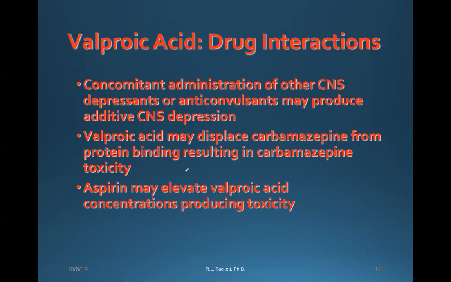We don't want people taking aspirin. That's been shown to elevate the valproic acid concentrations. And good point, Joy.